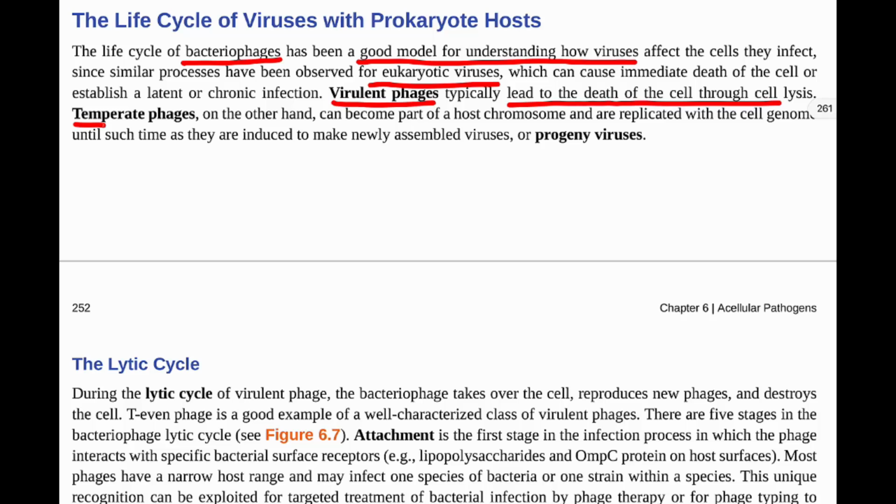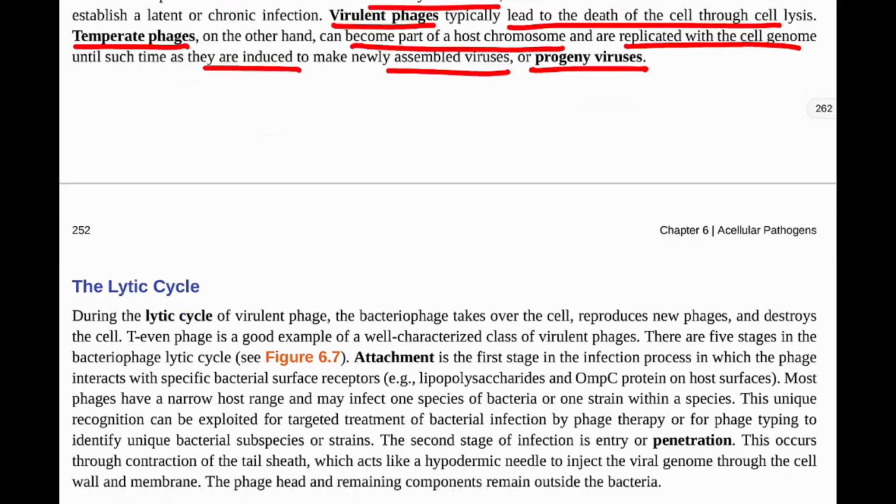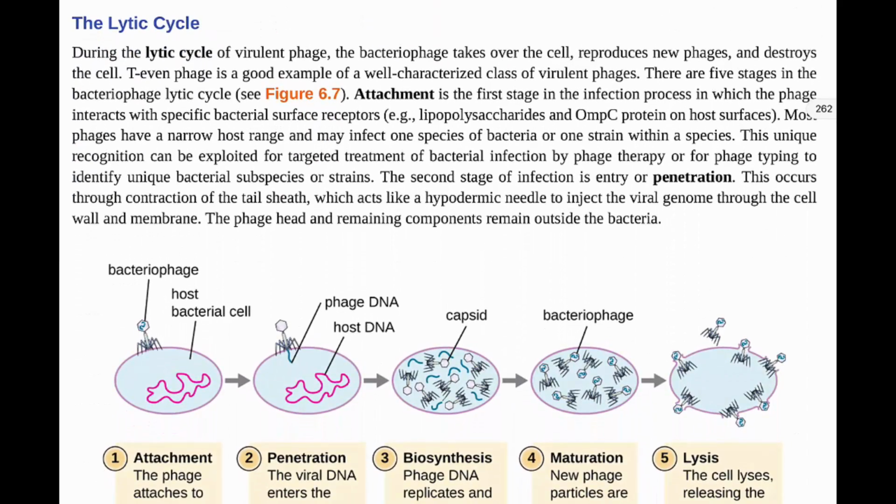And then we have temperate phages, and those can become a part of the host chromosome and then are replicated within the cell's genome, and then they'll stay in there until they are induced, and then they make newly assembled viruses, or what are called progeny viruses. So let's take a look at the first cycle, which is the lytic cycle.